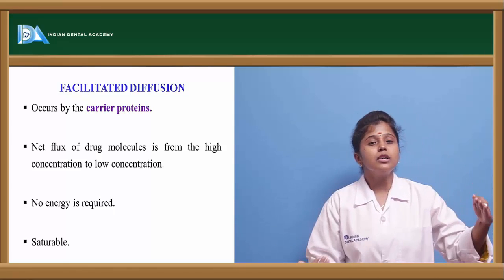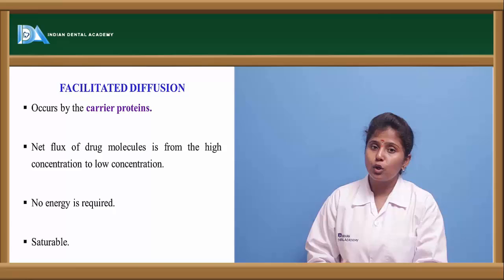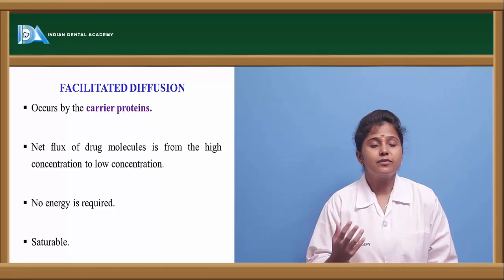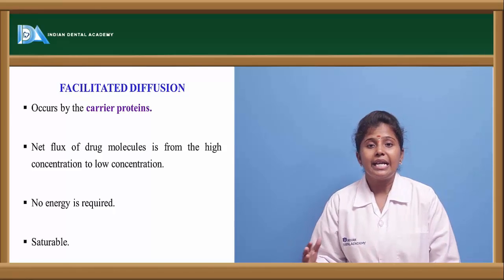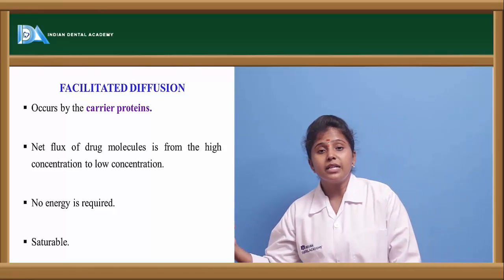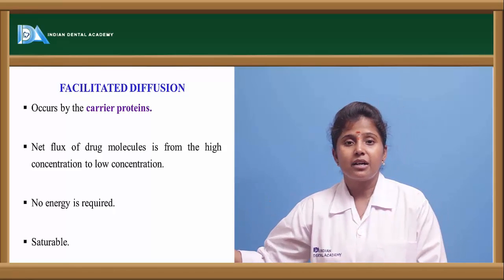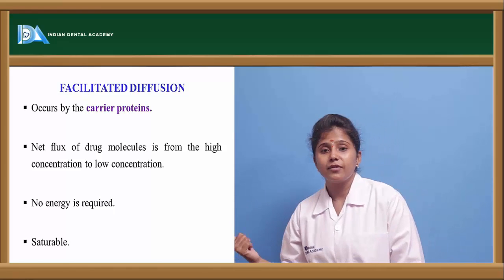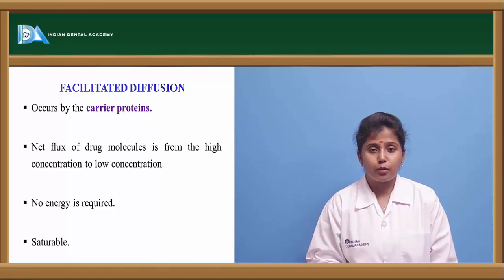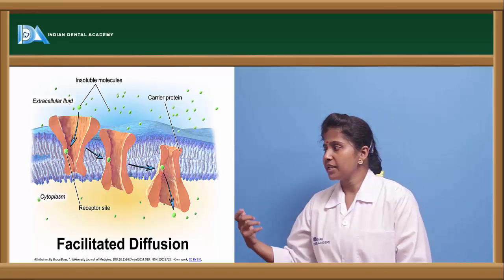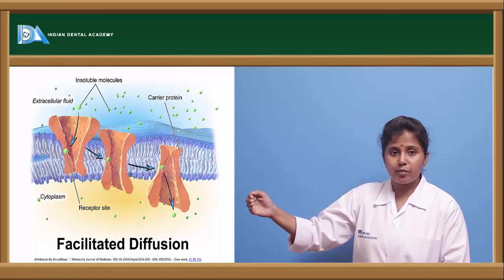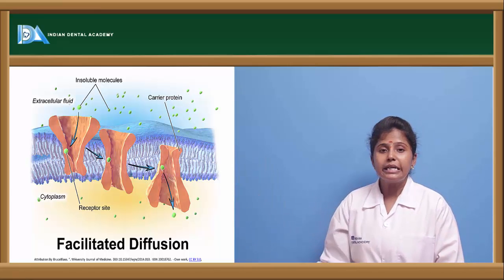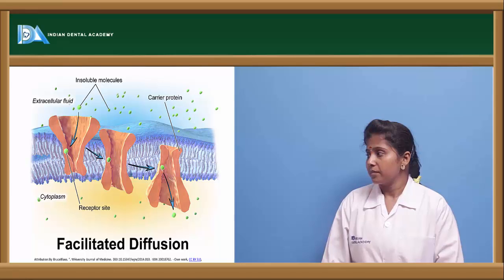But here, the movement of molecules is from higher concentration to lower concentration with the help of carrier proteins. Facilitated diffusion will not require any energy at all. So the difference between passive diffusion and facilitated diffusion is that they both don't require energy, but facilitated diffusion needs some carrier proteins. In facilitated diffusion, the drug binds to the carrier proteins, and then these carrier proteins release the drug into the cytoplasm.